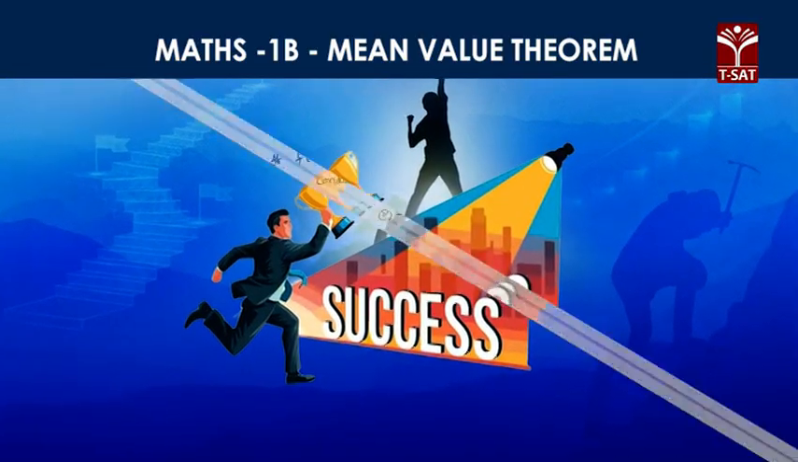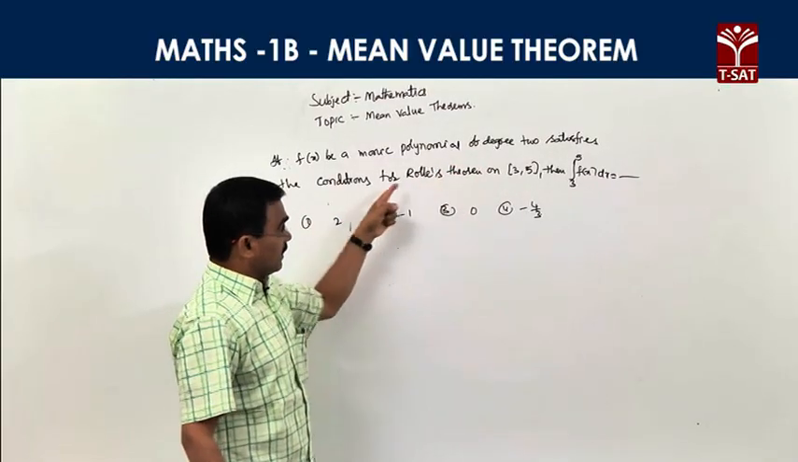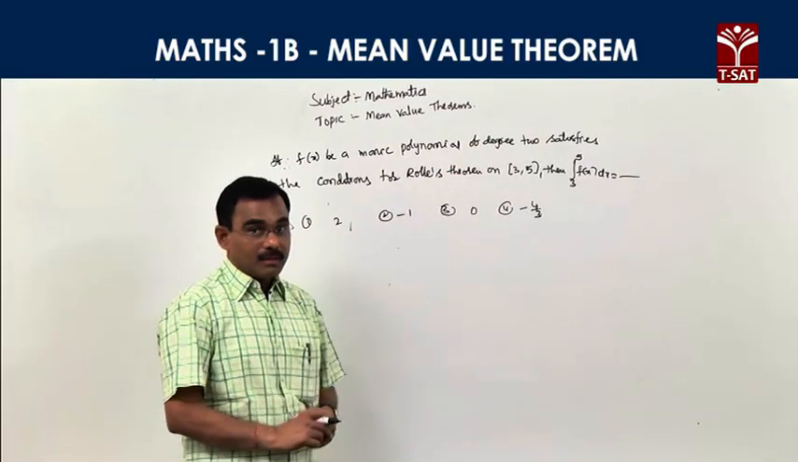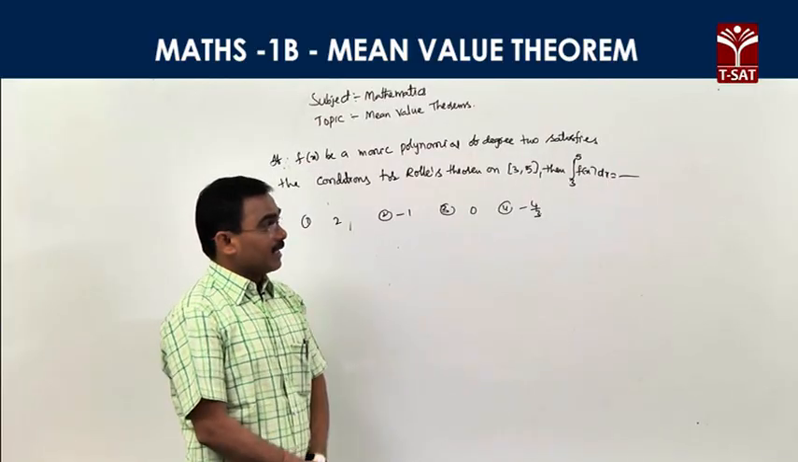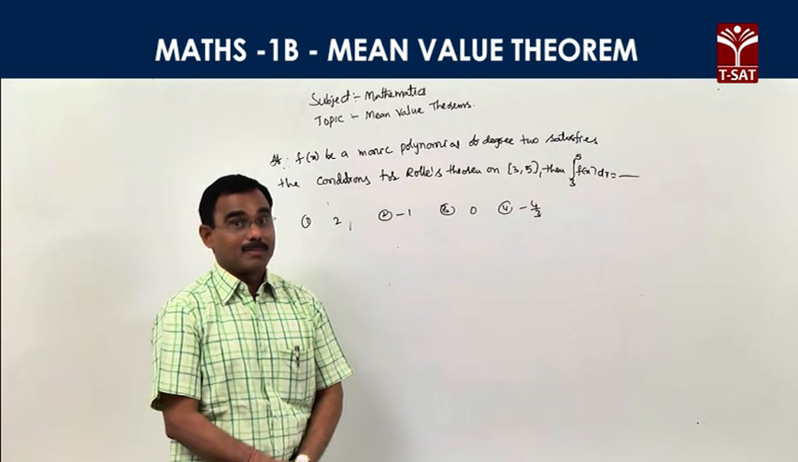Right. Next problem. If f(x) is a monic polynomial of degree 2 that satisfies the conditions of Rolle's theorem in the closed interval [3, 5], then the integral from 3 to 5 of f(x) dx is equal to dash. It's the most important problem, you observe.